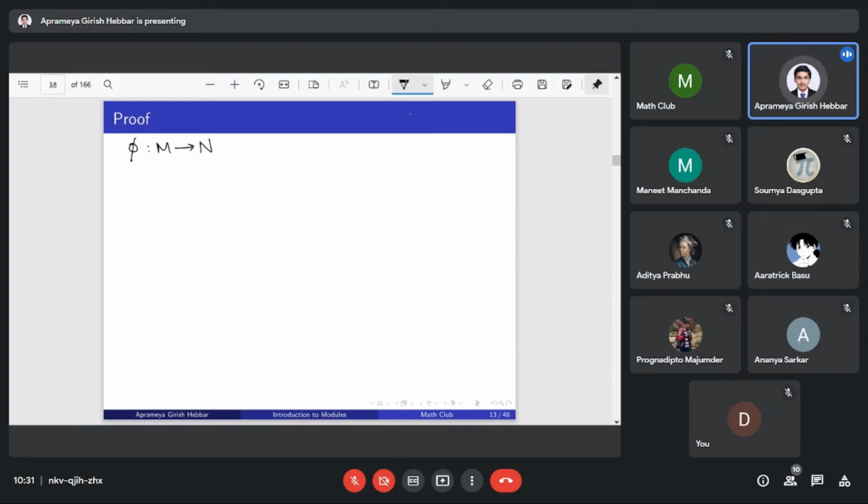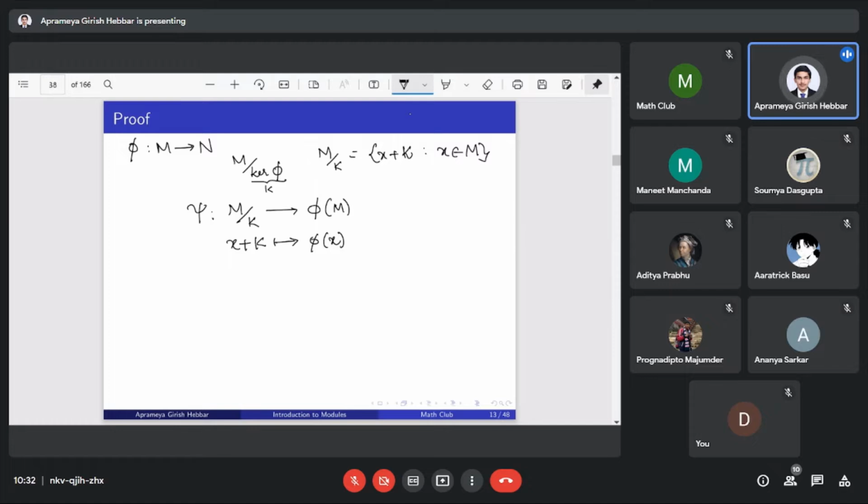So now let us make sense of M over kernel phi. I'll try to denote the kernel by K. So what would be M over K? This is nothing but all x plus K, where x is in M. So I would now like to give another map, psi. Psi would go from M over K to the image, phi of M. So how would I define it? I'll define it to be x plus K goes to phi of x, right?